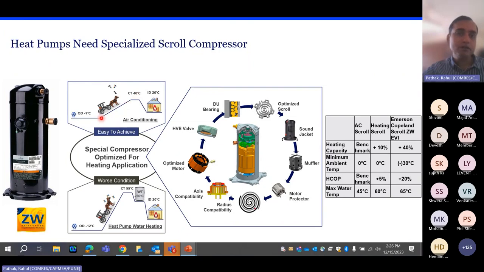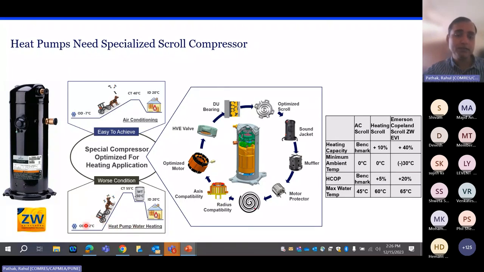So the amount of work the compressor has to do, right? In layman language, I say the amount of work the compressor has to do to maintain your 20 degrees Celsius when the outside is -7 is less compared to the amount of work compressor has to do in a heat pump kind of application.